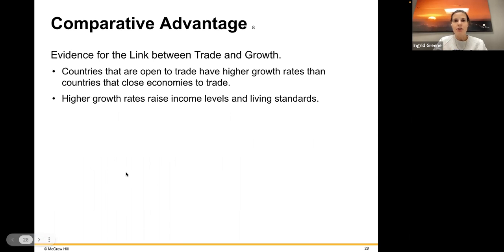And so the last slide for part 2 here is the evidence of the link between trade and growth. This says that countries open to trade have higher growth rates than countries that close their economies to trade, and that the higher growth rates raise income levels and living standards. I think this is a main key point of this course, that international trade in the big picture is a good thing, and the statistics show that between 1970 and 1990 in developing countries, open economies grew by 4.49%, and closed economies were only growing by 0.69%.